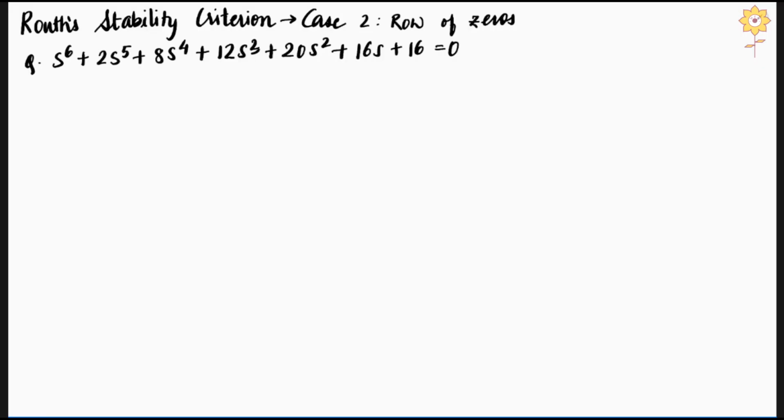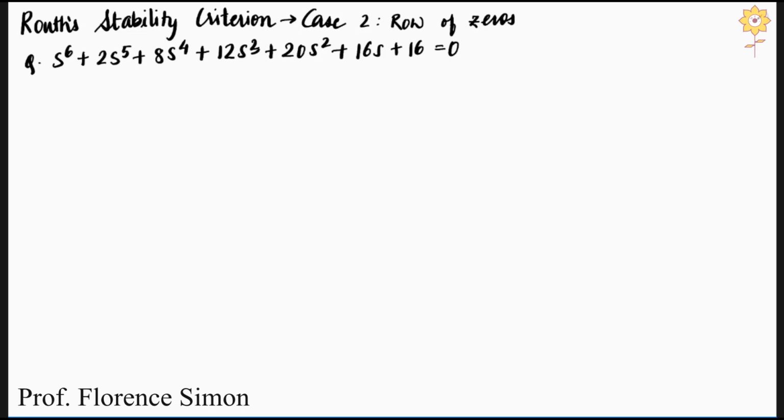In this video, we will be learning about Routh stability criterion, case 2, that is row of zeros. We have already discussed case 1. If you have not seen it, please go back and check that video out. Okay, let's proceed with the question.